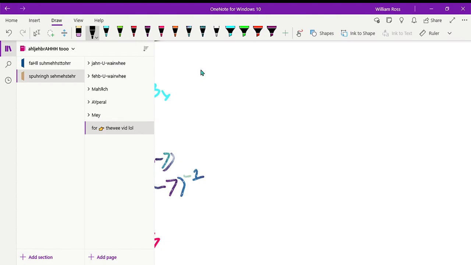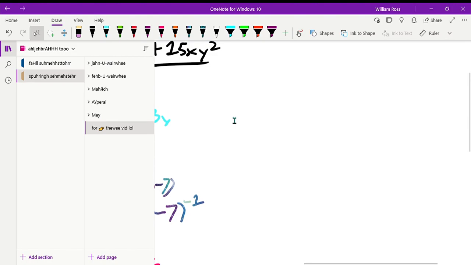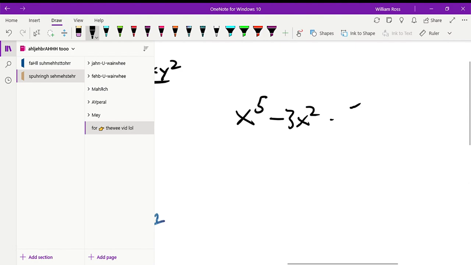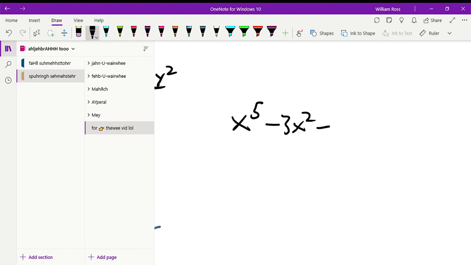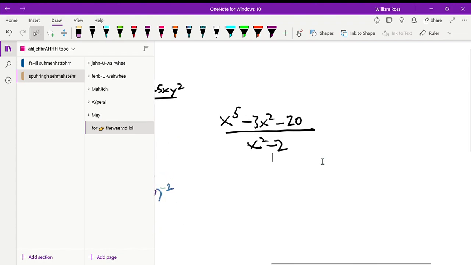All right, let's try. Oh well, why is this thin? There you go, much better. Let's try x to the 5th minus 3x squared minus 20. I said minus 20. Divided by x squared minus 2. Okay.